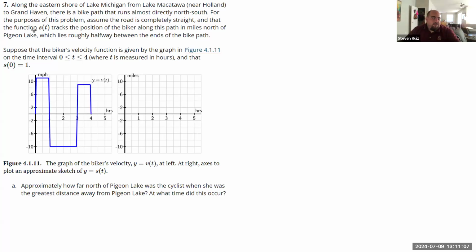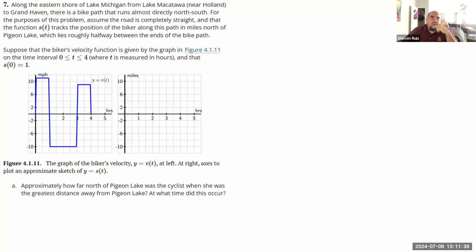All right, so let's go ahead and look at this. This is exercise 7 from section 4.1. So what's the context we're given? Along the eastern shore of Lake Michigan from Lake Macatawa to Grand Haven, there's a bike path that runs roughly north-south. Okay, so we're going to assume the road is completely straight. And this function s of t, which we don't have, we're going to construct probably later in the problem.